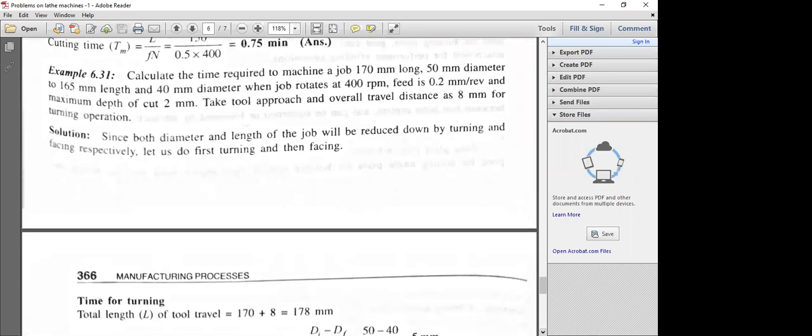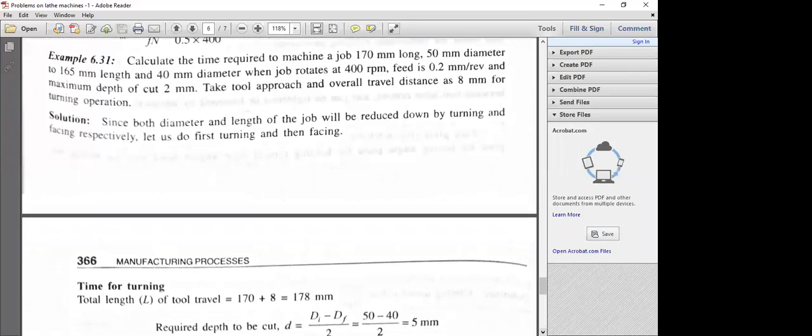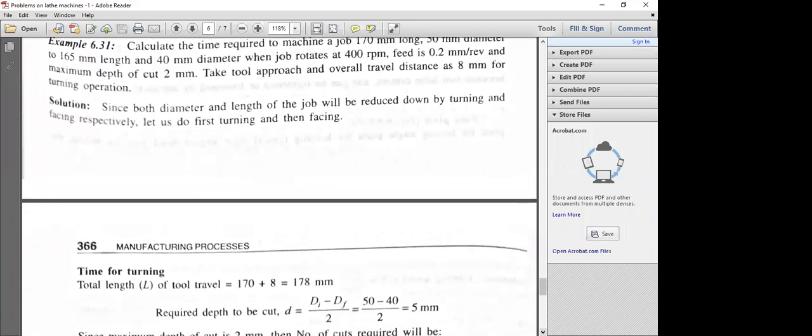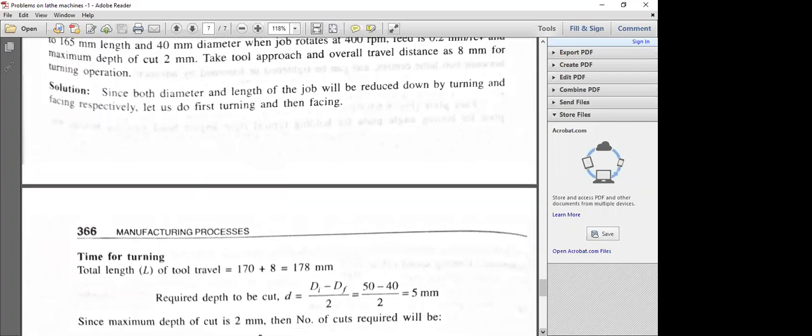So what is the time for turning? What is the total length? What is the total length he has given? Just try to see. Take tool approach and overall travel distance as 8 mm. You have to add that overall travel distance to the initial length of the job, that is 170, so we'll get the total length of tool travel. That is a very important aspect you have to consider before resuming the machining time calculation for turning. So what is the required depth of cut? Already I have told you what the required depth of cut is. Here he has given Di. What is Di?